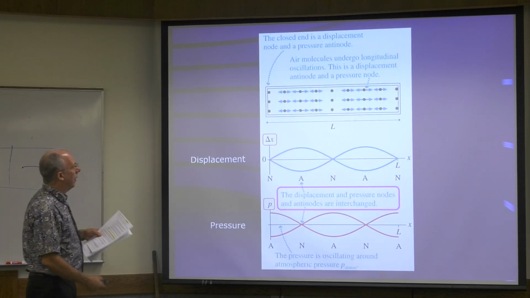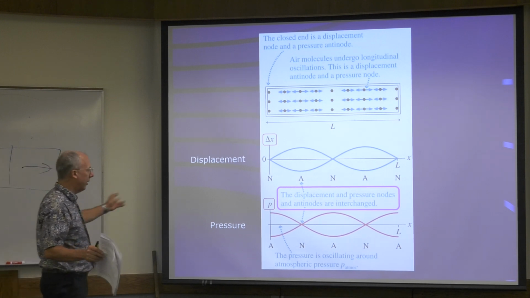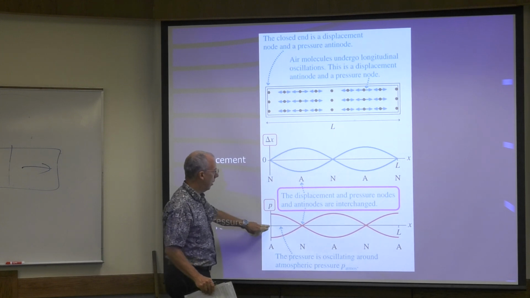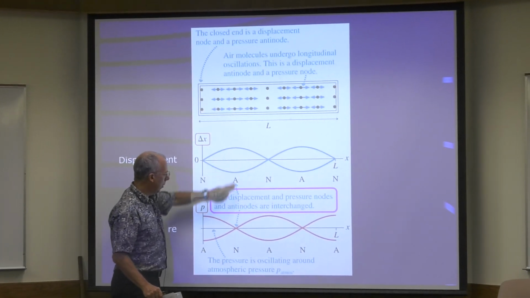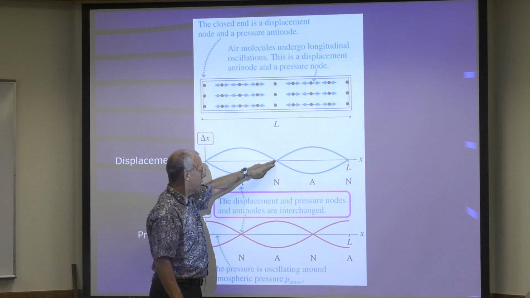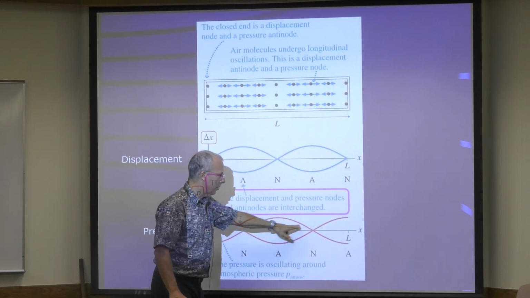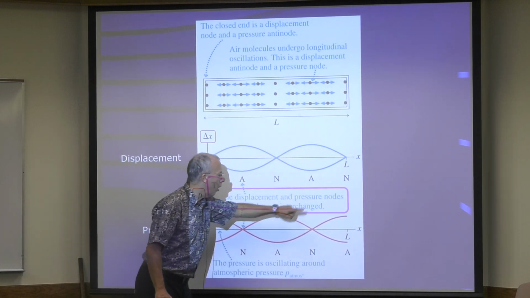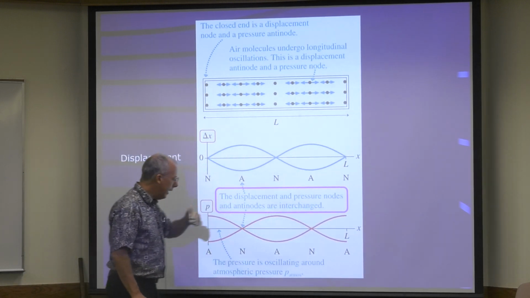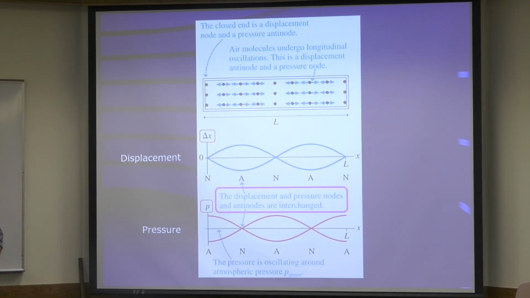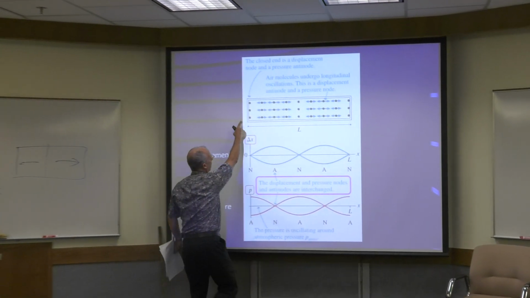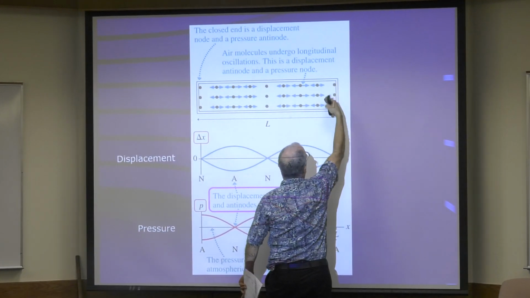All right. So here, now we're putting everything together, right? So here's the displacement node, pressure antinode. Displacement antinode, pressure node. Displacement node, displacement antinode, and so forth. So here's the important thing. The displacement and pressure nodes and antinodes are interchanged. That's the important thing. They're interchanged. All right. And again, this is for closed, because the air can't oscillate.